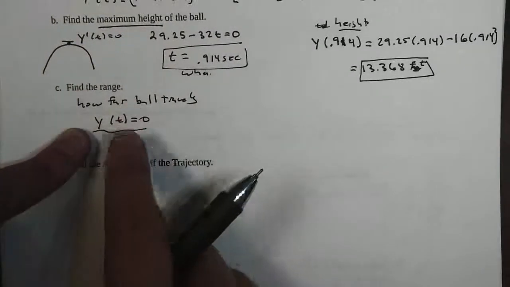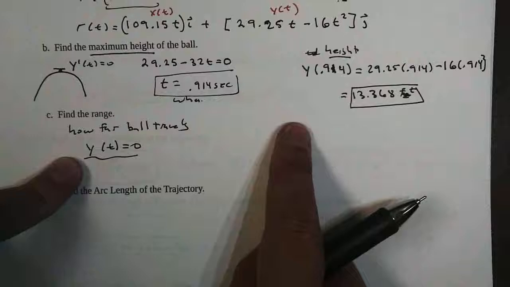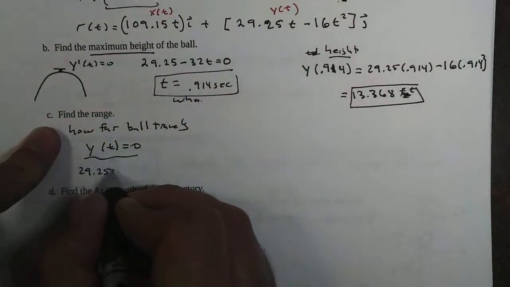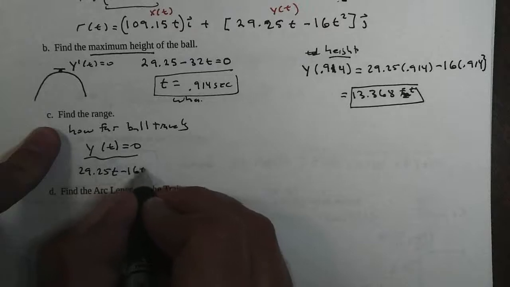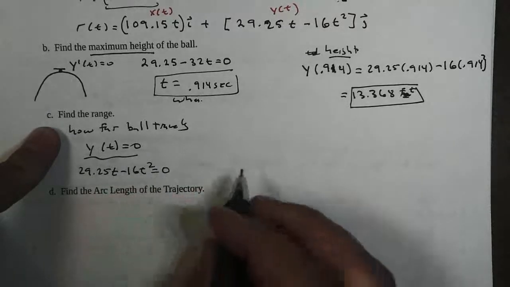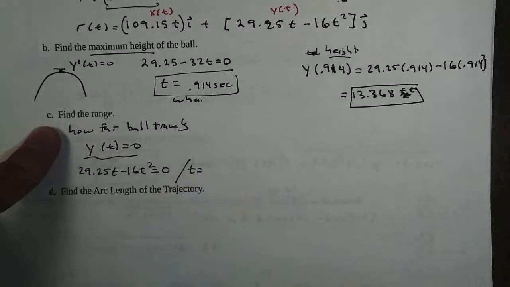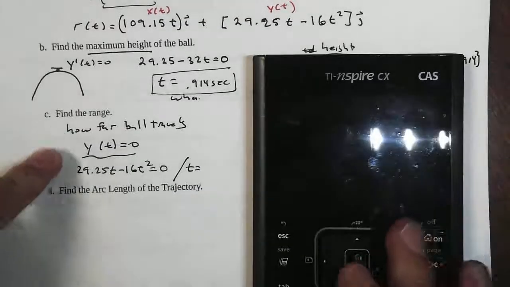So we want to find out where y of t is 0. That's going to be where 29.25t minus 16t squared equals 0. And I am going to use my calculator. Graph it.